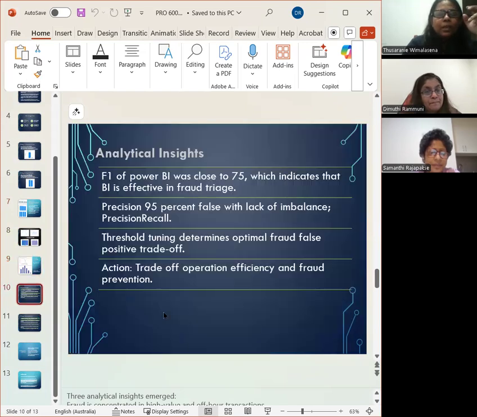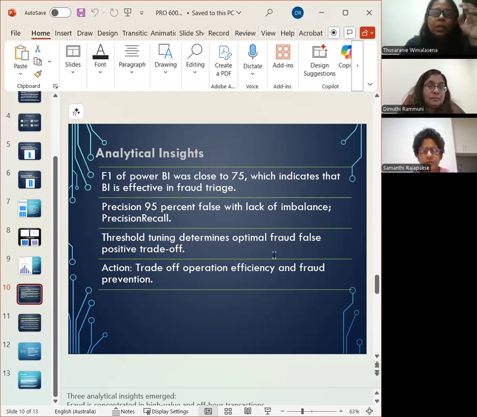Thank you, Samanthi. The analytical insights. From all the analysis, we identified three key insights that will help PaySecure understand how fraud really happens. First, fraud usually happens in large value transactions and during off-peak hours. This shows that criminals often choose high amounts when there is less staff supervision, especially at night. By tracking both factors together, amount and time, they can predict when the risk is highest.